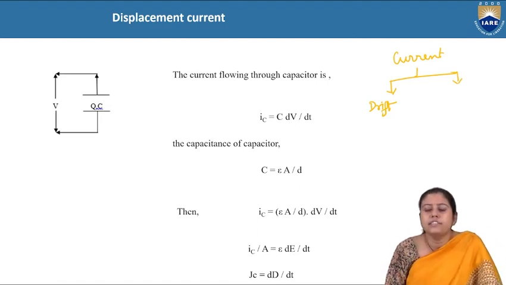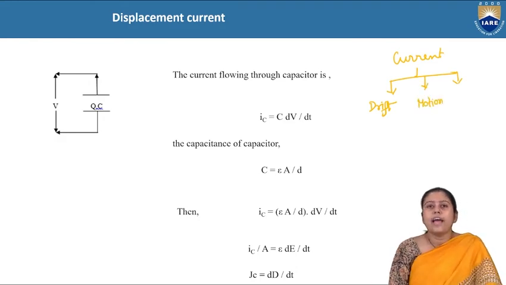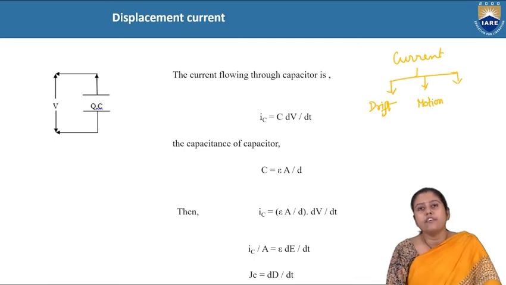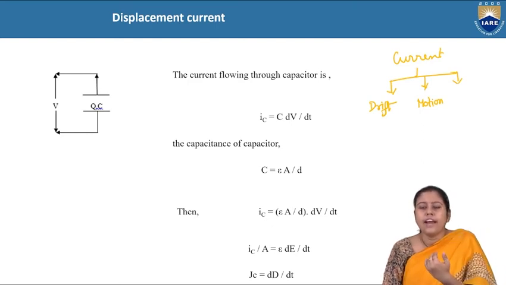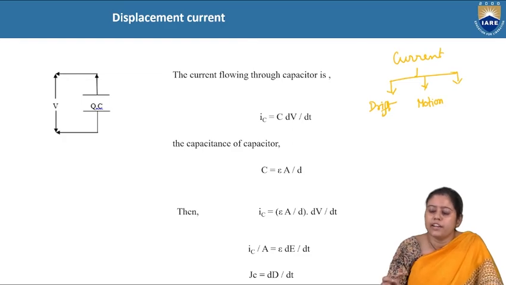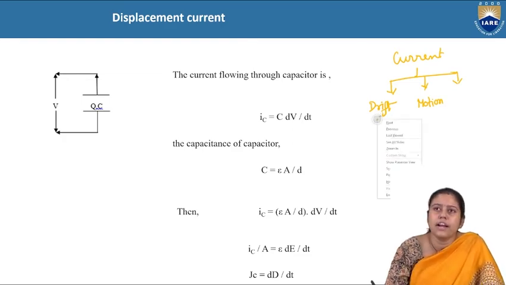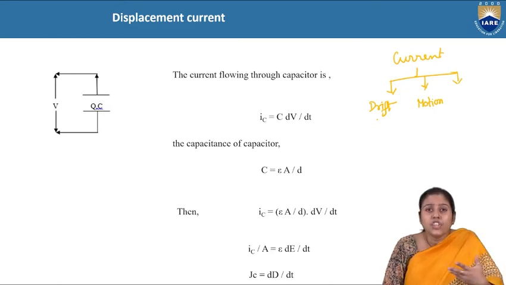This is called the drift current. What is the other current? Another current is the motion current. When there is a flow of electrons anywhere, current will automatically flow in the opposite direction of the flow of charge. This is called the motion current. So drift current is the forced current, but motion current is basically the natural current.